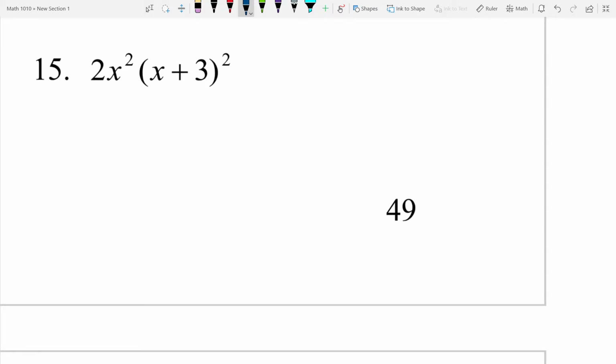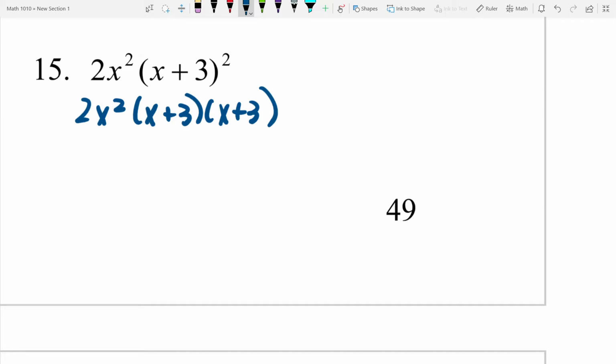Tell me what to do. 25 people in this room. Thank you. You're exactly right. 2x to the second times x plus 3 times x plus 3. Everybody stop. What's the next step?